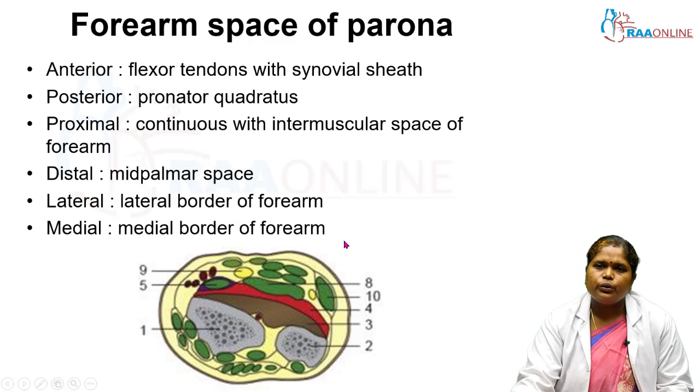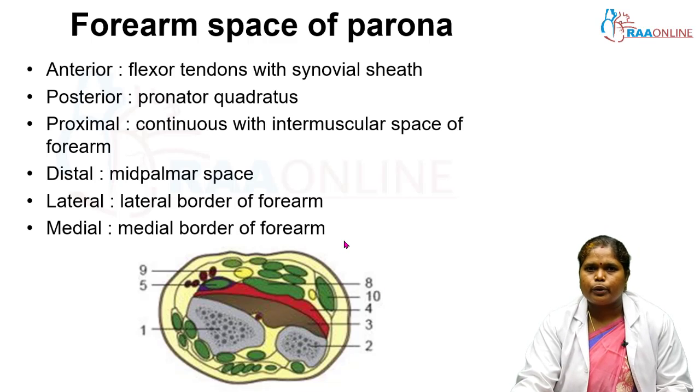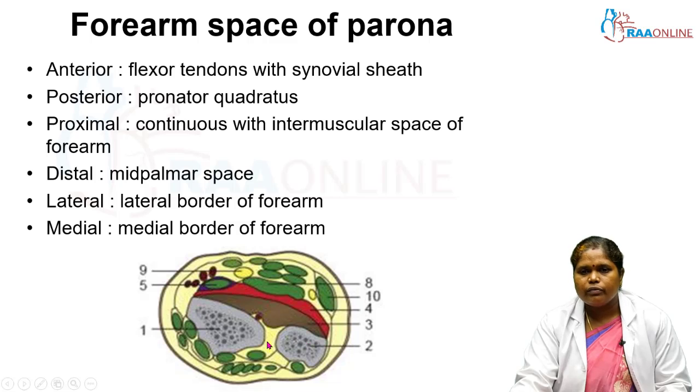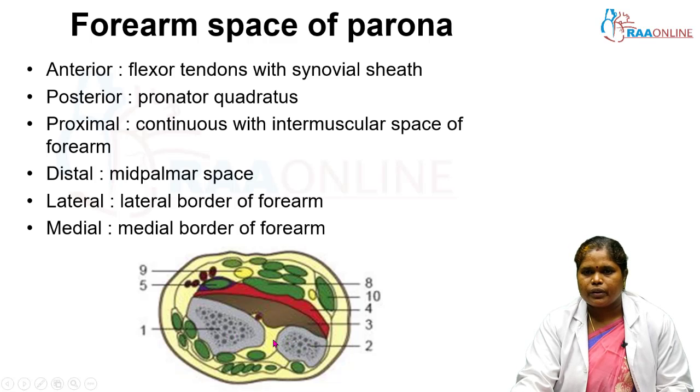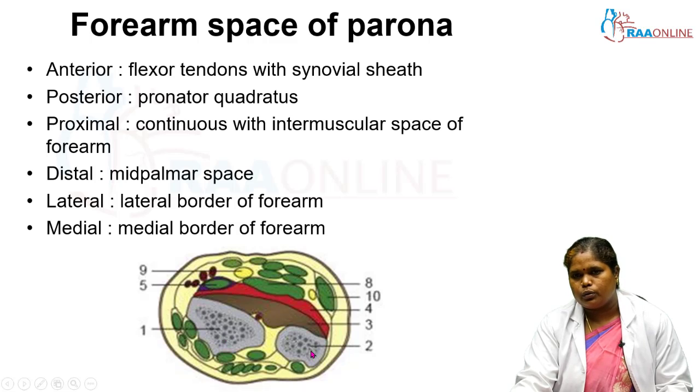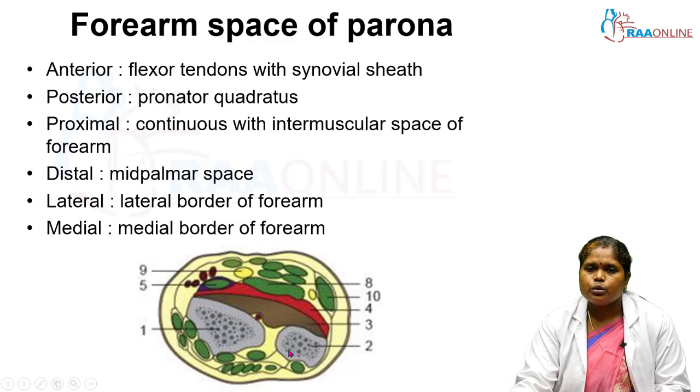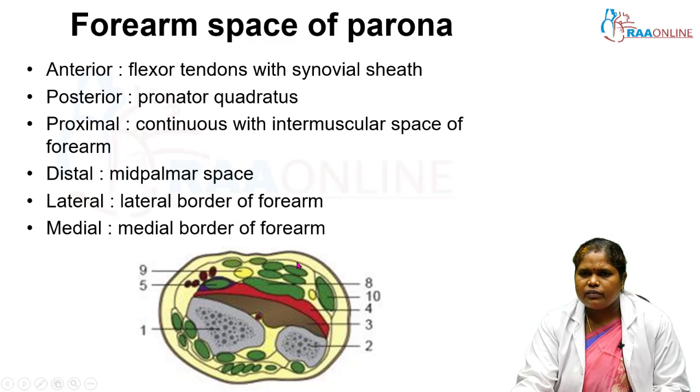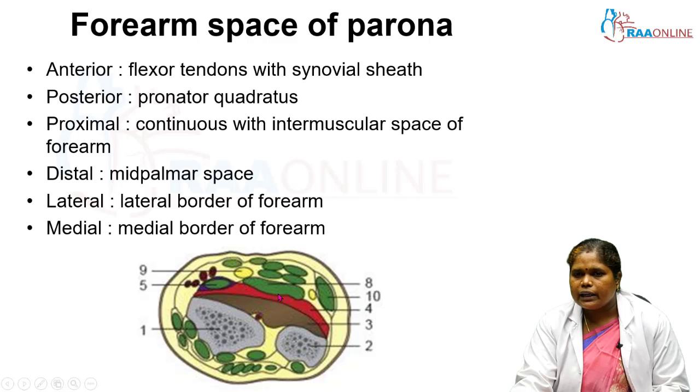Now moving on to the next space, that is the forearm space of Parona. Here you are seeing a cross section of the forearm. In the forearm you all know there are two bones. On the lateral aspect there is the radius bone, and on the medial aspect is the ulna bone. This is the posterior aspect, and in the anterior aspect we see many muscles. The green color structures are the tendons and muscles. Here again you can see a red color structure. That red color space is known as the forearm space of Parona.